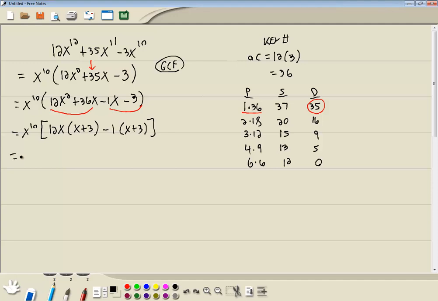Remember our note on GCF. We said if our first term is negative, you always bring out a negative. Now our goal was to get this parentheses the same as this, which it is. So I'm going to factor out an x plus 3. And that's going to leave us 12x minus 1. And that would be our answer.